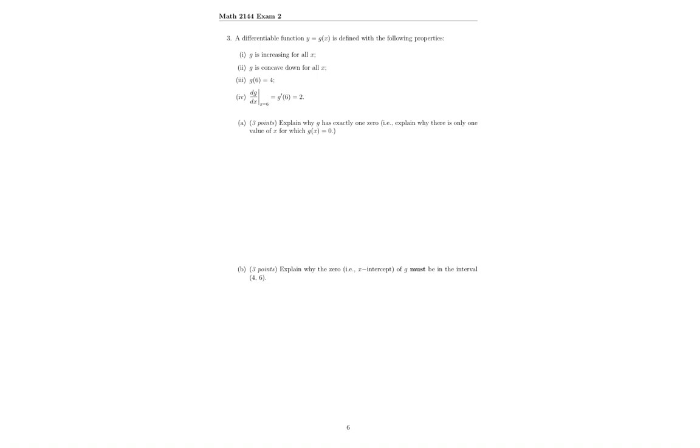Okay, so let's look at this next problem. A differentiable function y equals g of x is defined with the following properties. One, g is increasing for all x. Two, g is concave down for all x. Three, g of 6 is equal to 4. And four, the derivative of g at 6 is equal to 2, right? g prime of 6 is equal to 2.